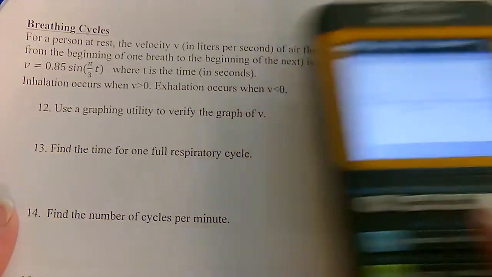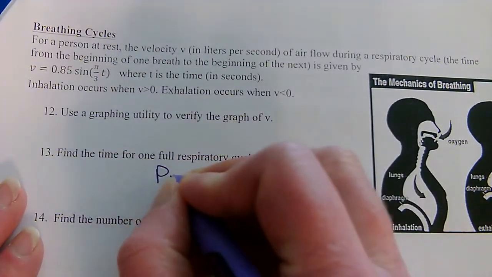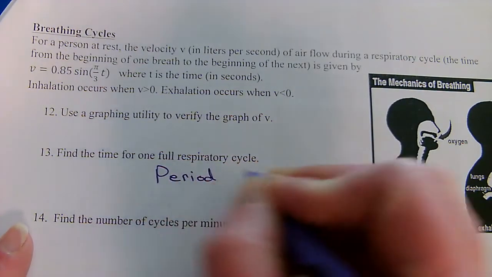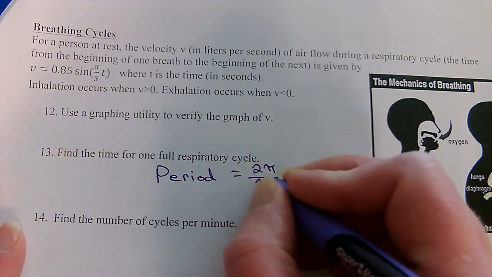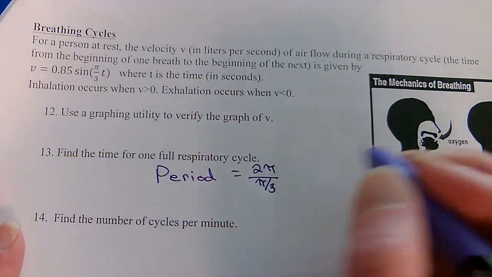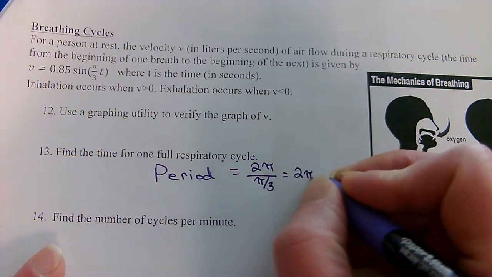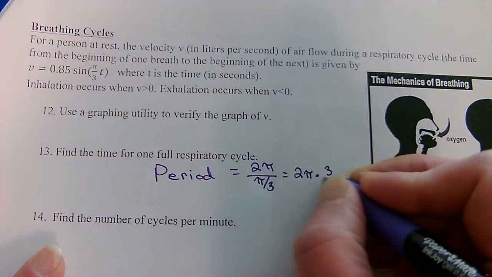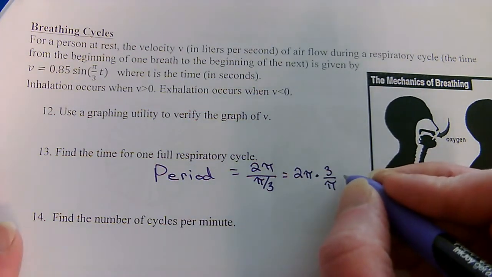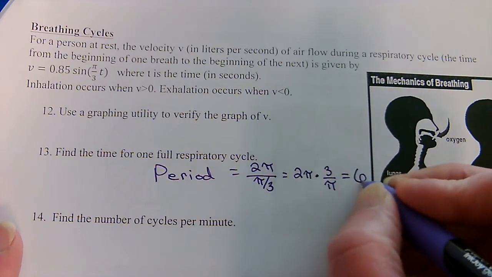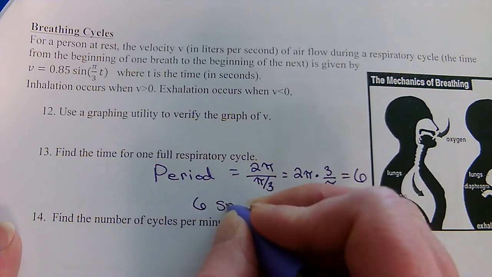Okay, so find the time for one full cycle, in other words, one period. And the period is going to be 2 pi divided by b, and in this case, that was pi over 3. So if I'm dividing by fractions, that's the same as multiplying by the reciprocal. So the pi's would cancel, and I'd be left with 6. So that means 6 seconds.